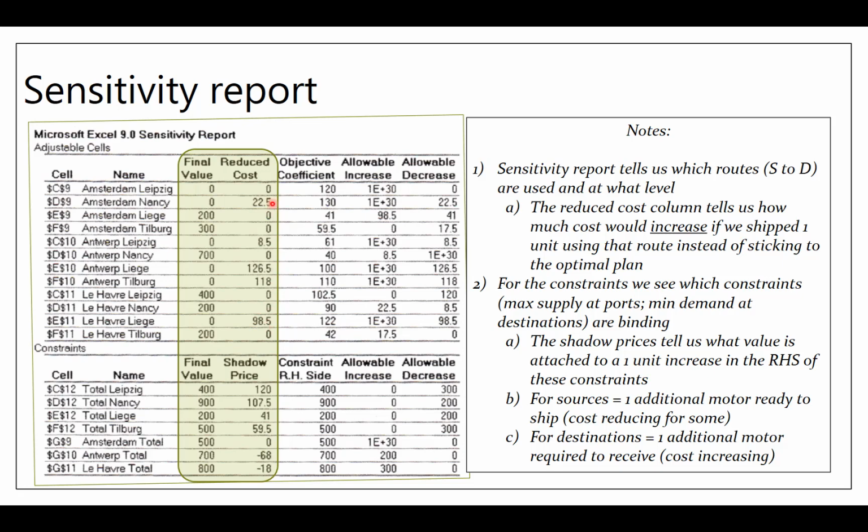There's one other value here that shows up as kind of interesting, and it's a final value, Amsterdam to Leipzig, a shipment that we could make, but we're not making. But the reduced cost or the penalty associated with it is 0. Okay, and so that's a signal.